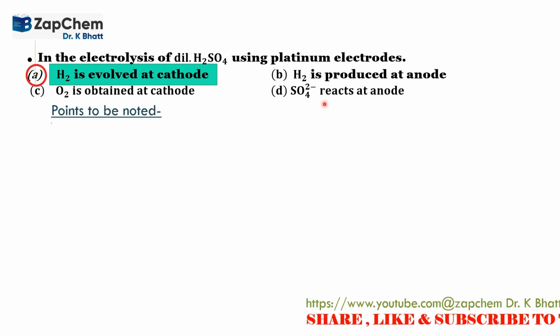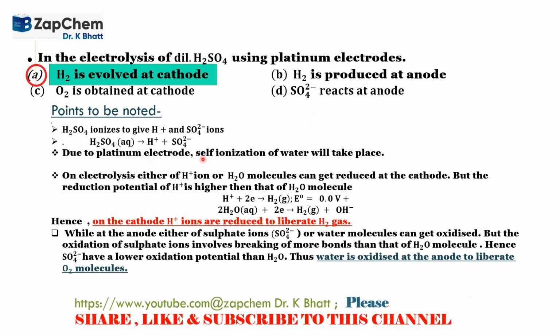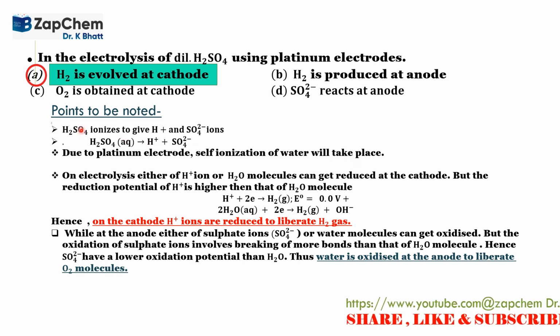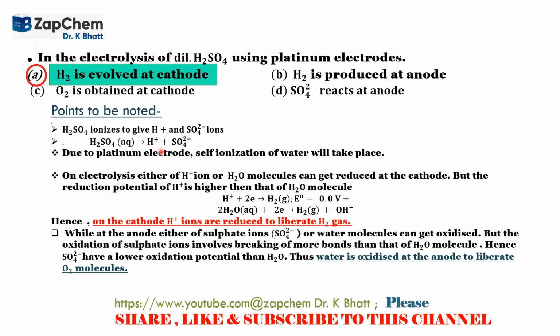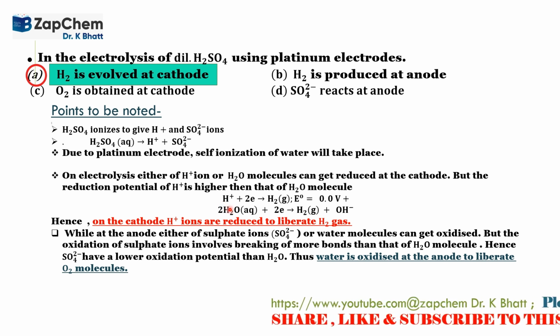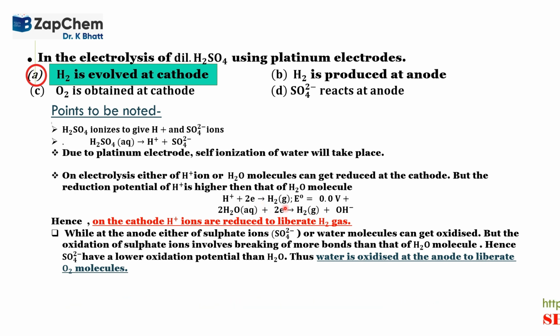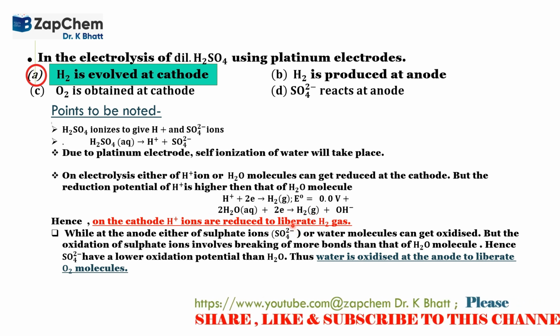And here are the hints, the points to be noted. Due to the platinum electrode, self-ionization of water takes place. And of course, a dilute solution of sulfuric acid ionizes, forming hydrogen ions and sulfate ions, as represented here. On electrolysis, H+ reacts with 2 electrons and hydrogen gas is evolved. We know it well, and finally hydrogen gas is liberated at the cathode.